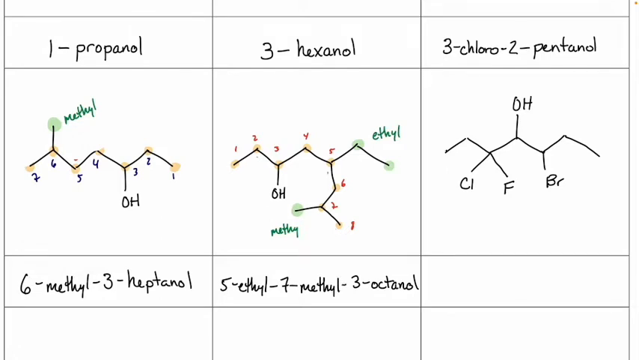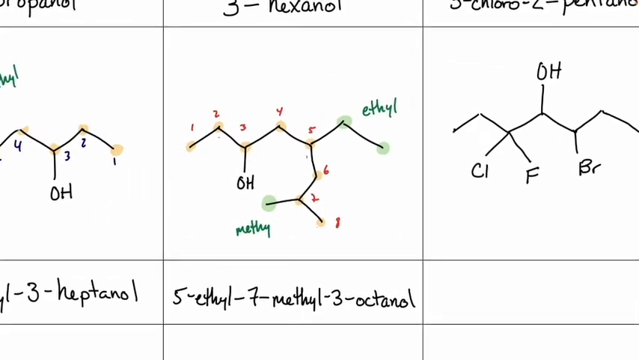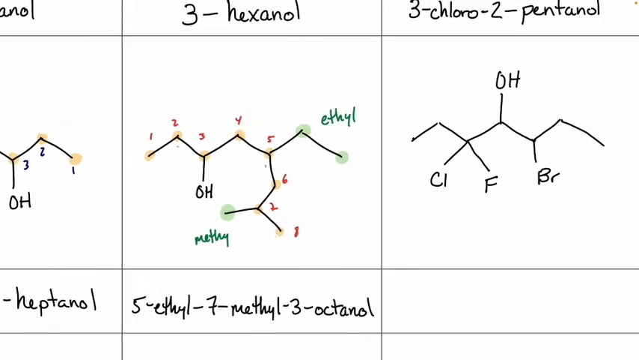3-octanol. Alright, and so for this last one, I got a bunch of different halogen substituents. I guess first we can do it step by step here. Let's find the parent chain. 1, 2, 3, 4, 5, 6, 7 carbons. We said that this chlorine was a chloro group.